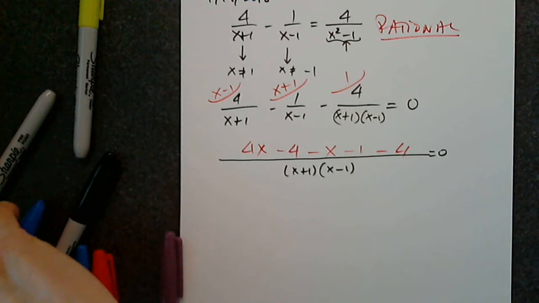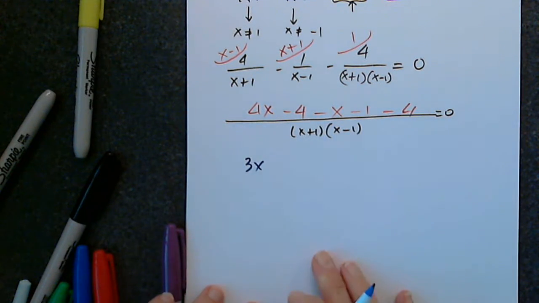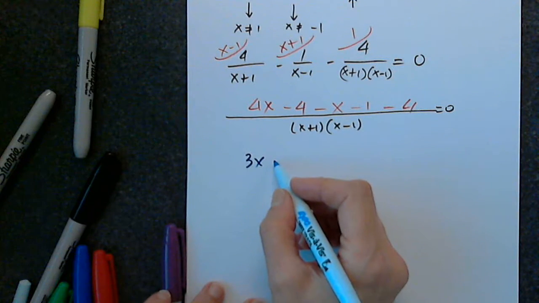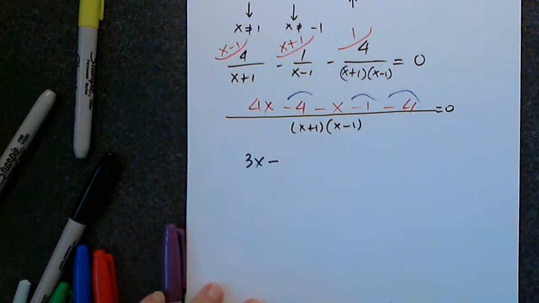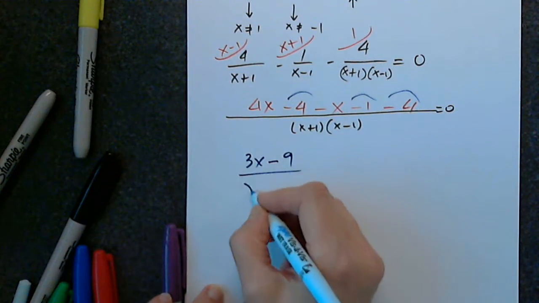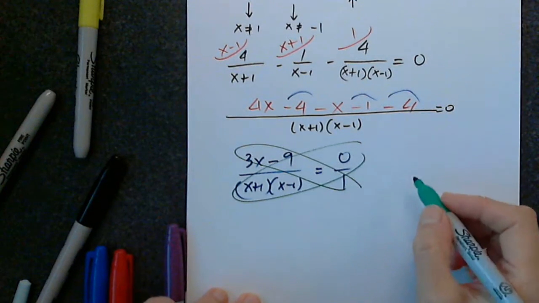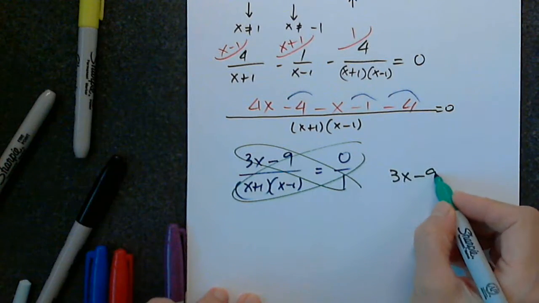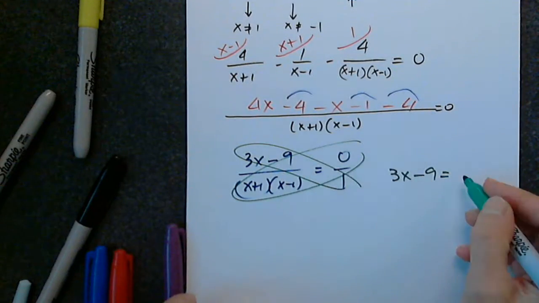What do we do next? Good. So let's combine. 3x. Perfect. Negative 1, minus 1, so minus 5. Good. Over x plus 1, x minus 1 equals 0. Just to remind me that only now I can cross-multiply. So this times this on the left-hand side equals this times this, which happens to be 0.